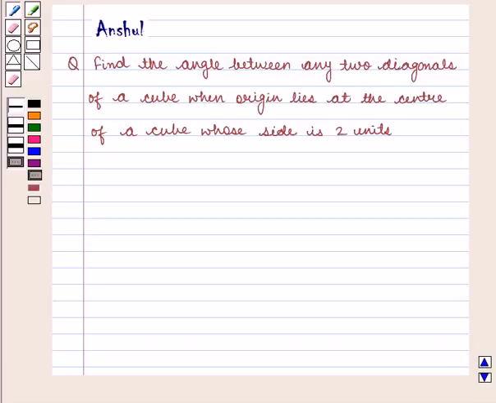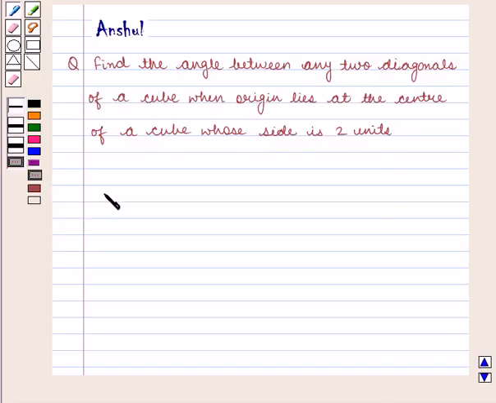In this session, we are going to discuss the following question. The question says: find the angle between any two diagonals of a cube when the origin lies at the center of a cube whose side is 2 units.